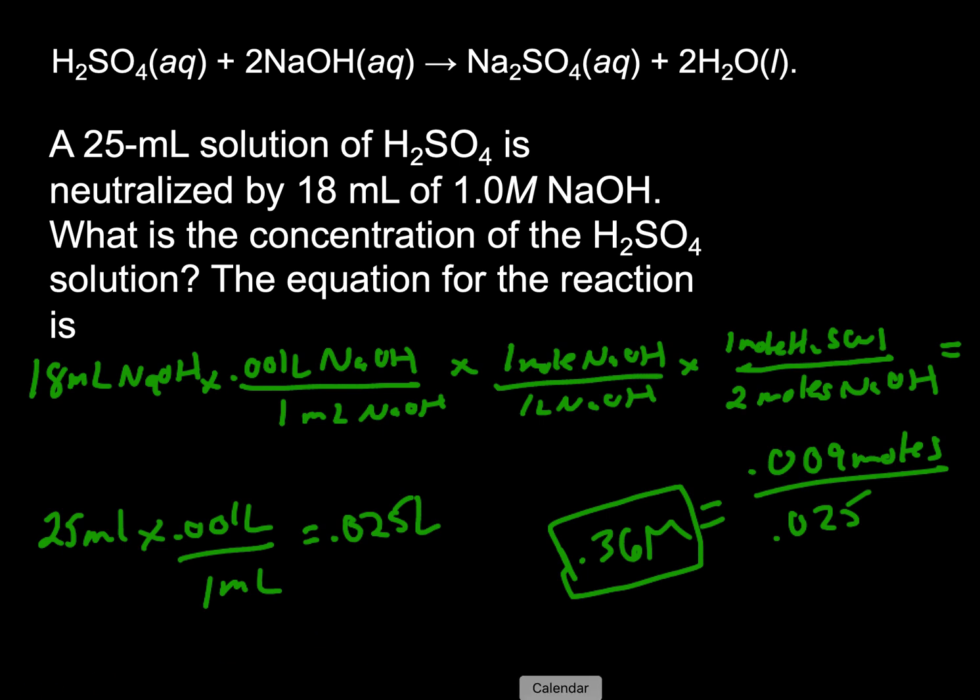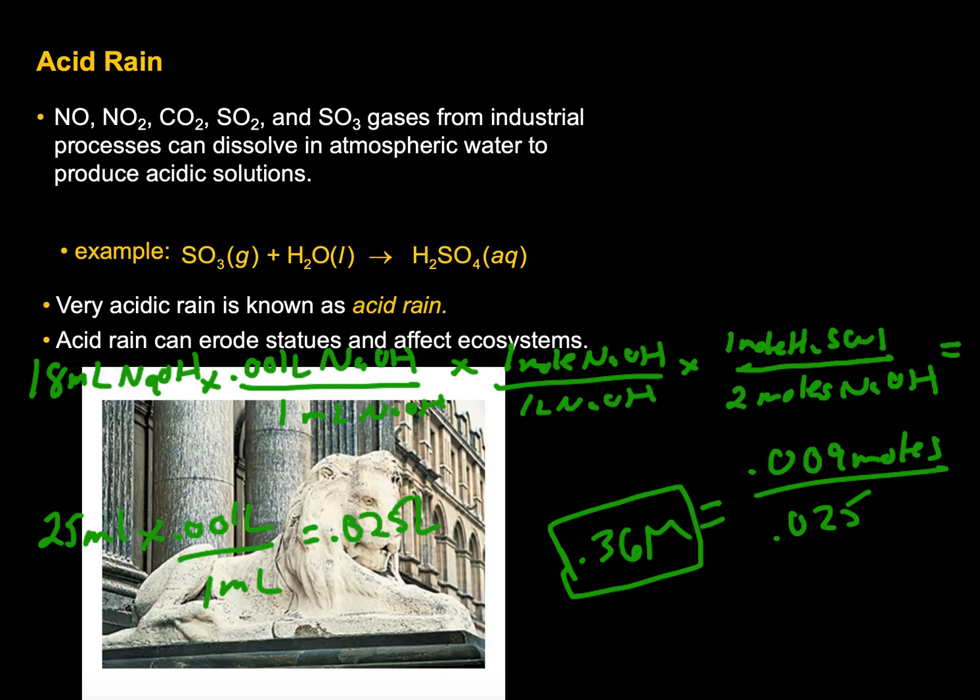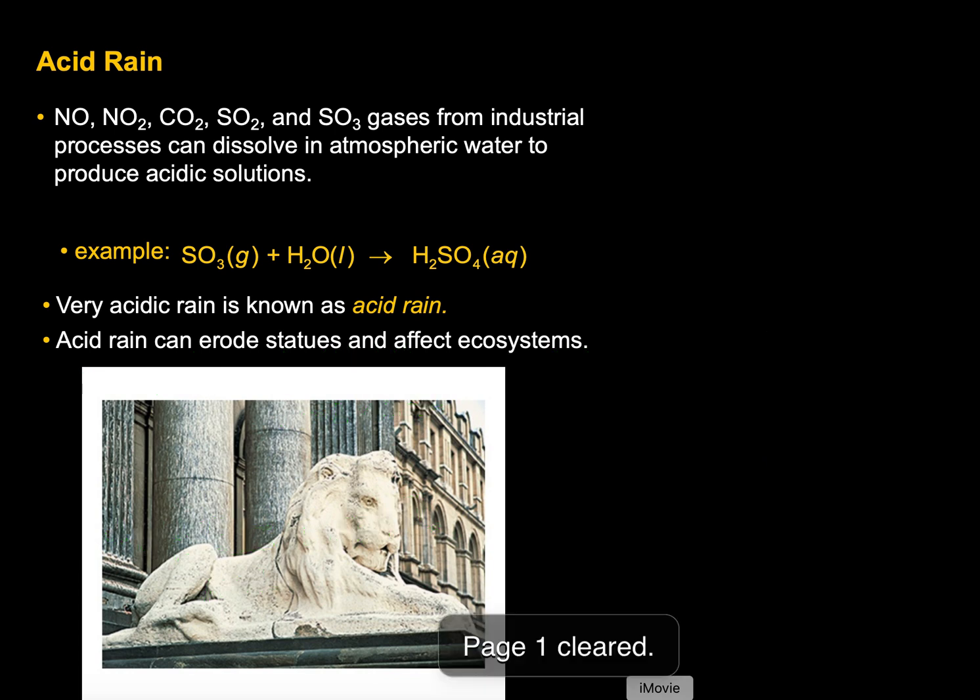And the last thing in this video, let's talk about acid rain. So, acid rain. Nitrogen monoxide, nitrogen dioxide, carbon dioxide, sulfur dioxide, and sulfur trioxide gases from industrial processes can dissolve in atmospheric water to produce acidic solutions. So, in this case, we have sulfur trioxide plus water will produce sulfuric acid.